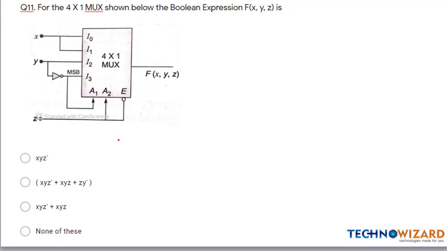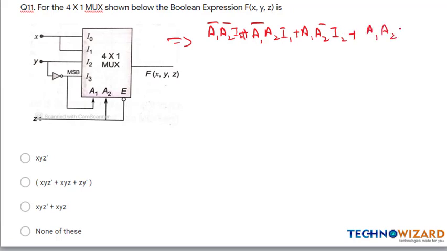Next question, I have seen maximum students have done it incorrectly, so we have to see this question. A1 bar A2 bar plus A1 bar A2 bar I0 plus A1 bar A2 I1 plus A1 A2 bar I2, I0 I1 I2 I3, and this is A1 A2 I3, multiplied by the enable input.